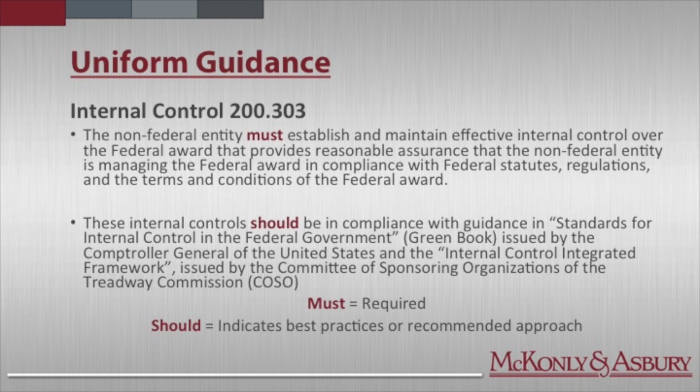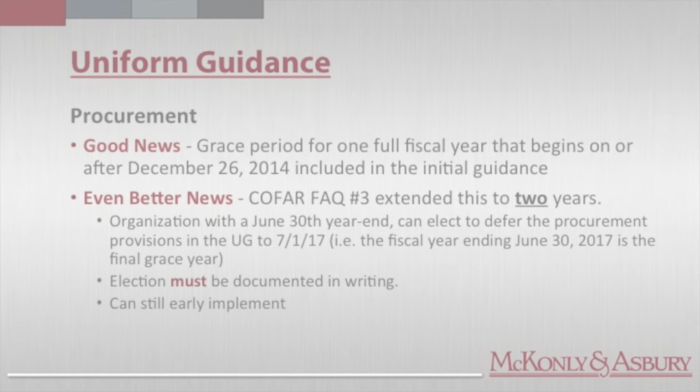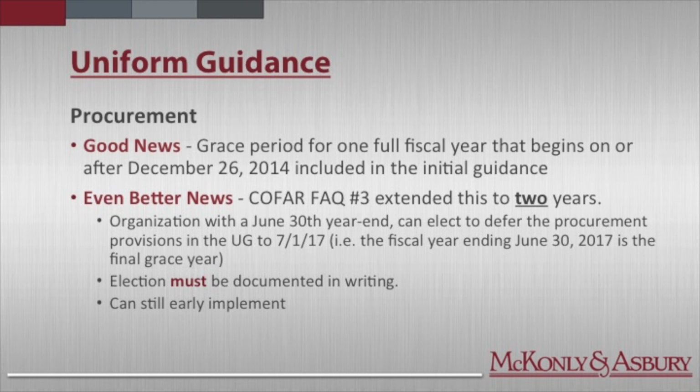Now on to procurement, which again is another highly debated and talked about section of the uniform guidance. The good news is that when the guidance was first issued, they included a 1-year exemption for the procurement requirements. They understood that nonprofit organizations would need time to update policies and procedures and put in documentation requirements in order to meet the new standard. Even better news, again, it's my favorite body, the COFAR, frequently asked question number 3, extended this to 2 years.